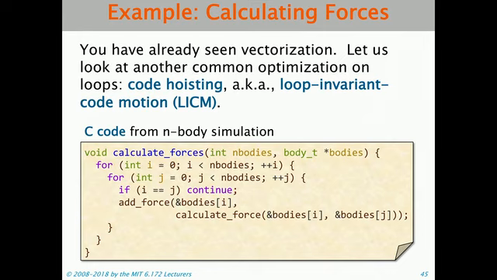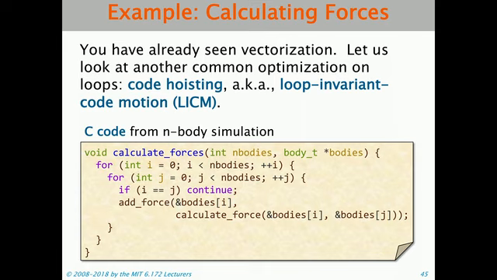Now, you've already seen some loop optimizations. We're just going to take a look at one other loop optimization today, namely code hoisting, also known as loop invariant code motion. And to look at that, we're going to take a look at a different snippet of code from the n-body simulation. This code calculates the forces going on each of the n bodies, and it does it with a doubly nested loop.